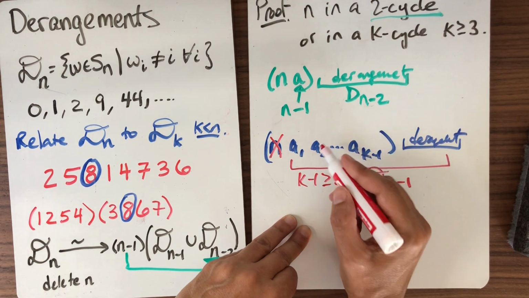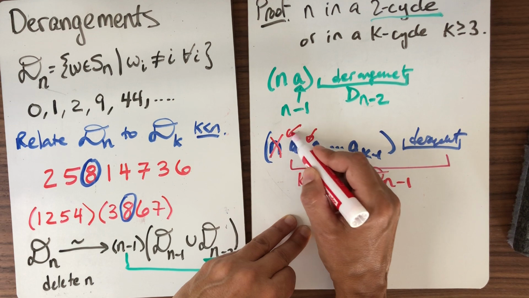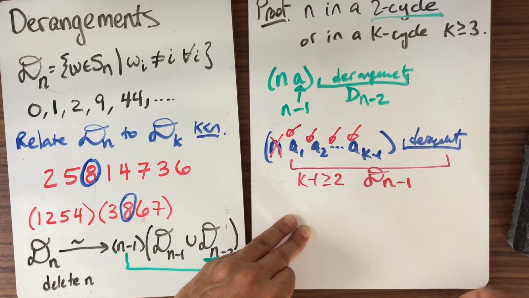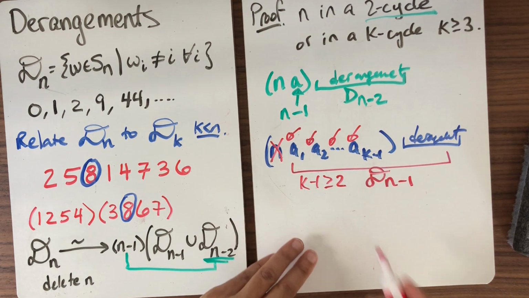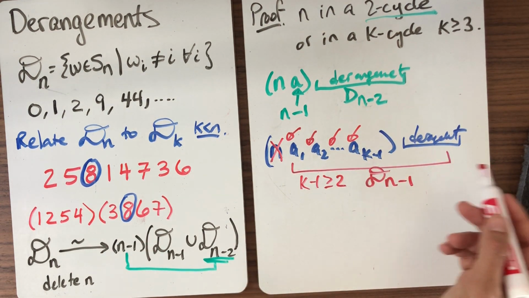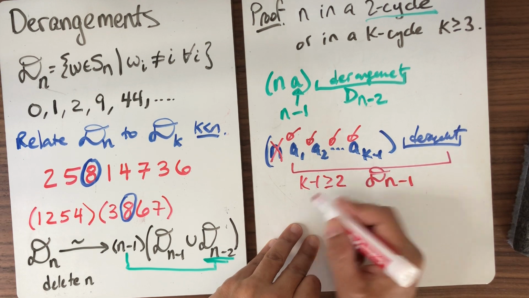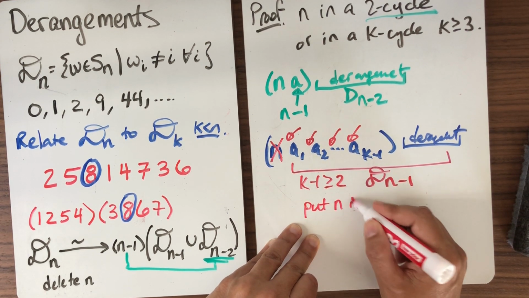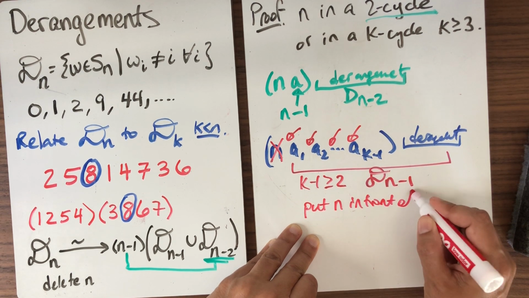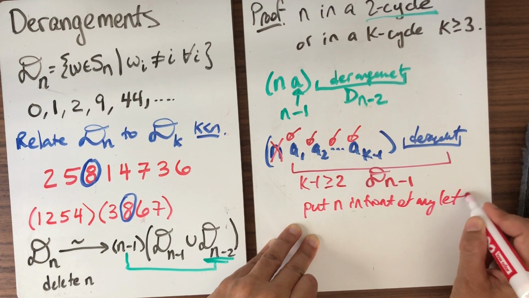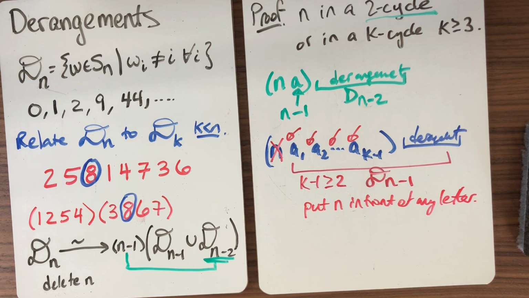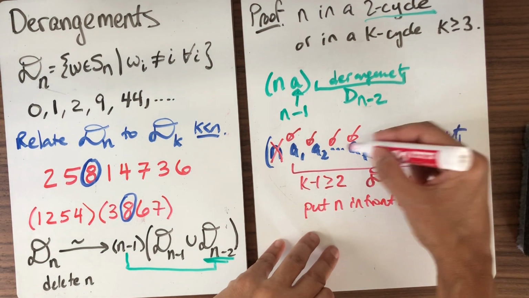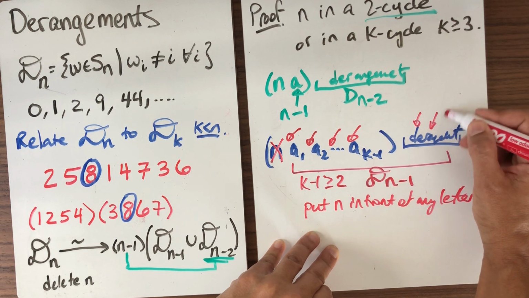And how many places are there to stick the letter N? Well, if we think about it, you can put it in front of any of these letters. There are k minus 1 letters, but it could have been any letters, right? It didn't matter which of these A's are. So put N in front of any letter in its cycle. So whatever the cycles are that you have, it doesn't matter that N was in this cycle, N could have been in any of these cycles.